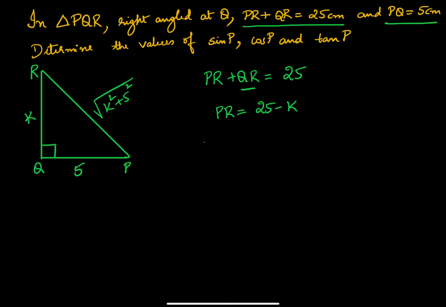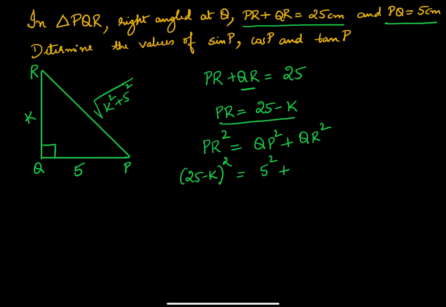Now if we apply the Pythagoras theorem here, PR square is equal to QP square plus QR square. Now we know that PR is 25 minus K, so this will be 25 minus K the whole square is equal to QP is 5 square plus QR is K square.